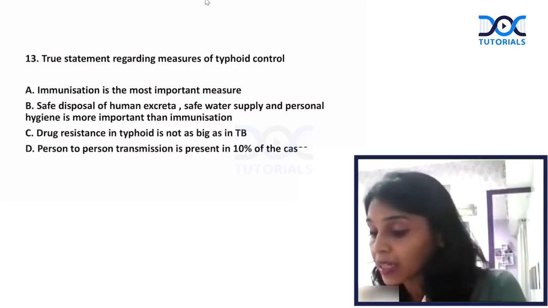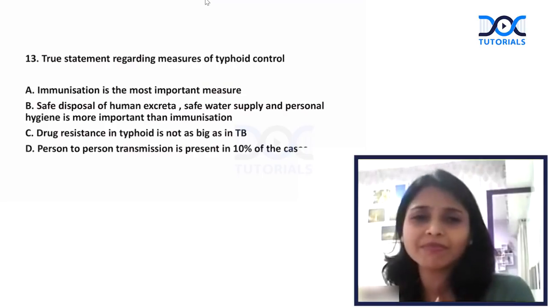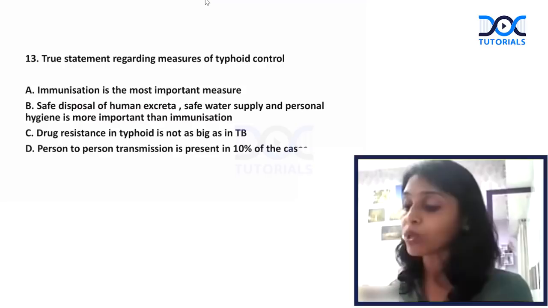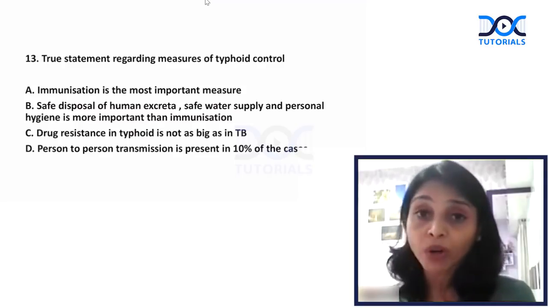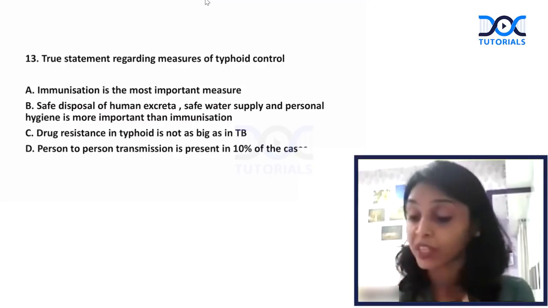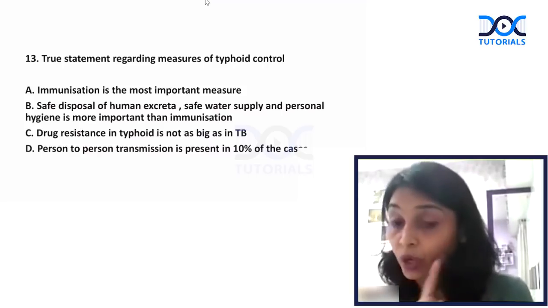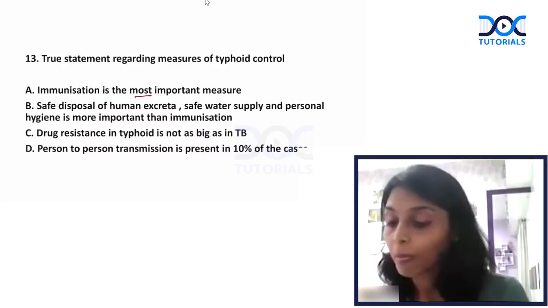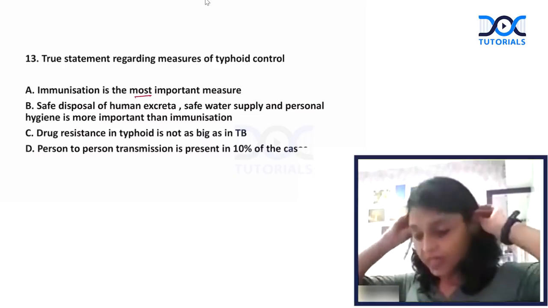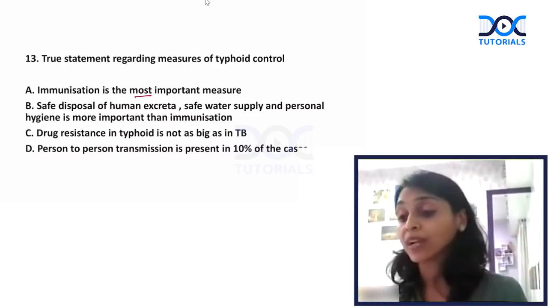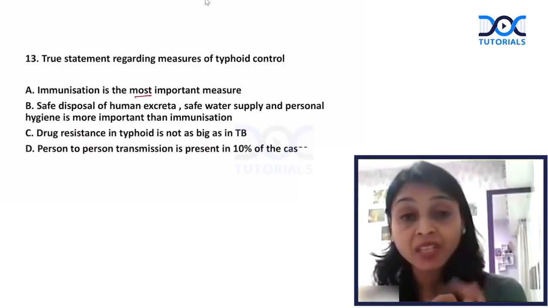True statement regarding the measure of typhoid control. This you will definitely answer. First option: immunization is the most important measure. Immunization is important, but do you think it is the most important measure in typhoid? No. Safe disposal of human excreta, safe water supply, and personal hygiene are the most important strategy, more than immunization.